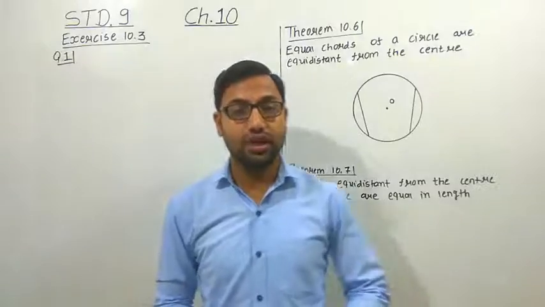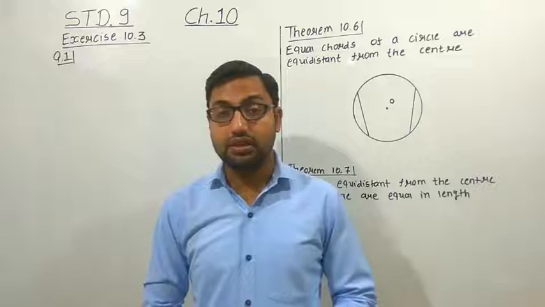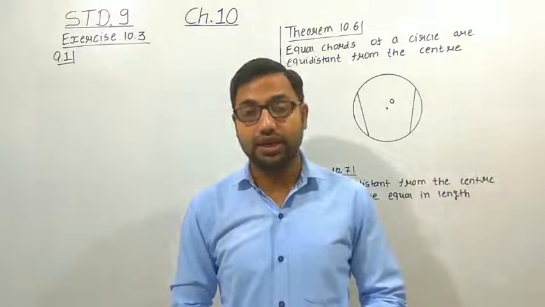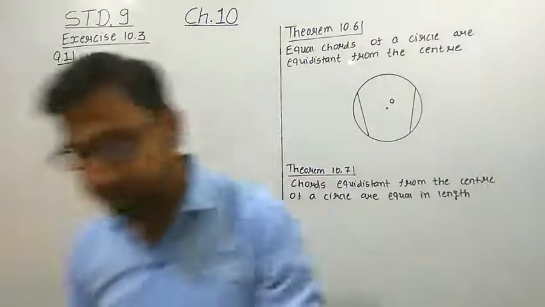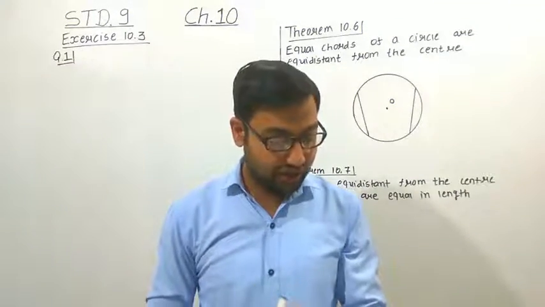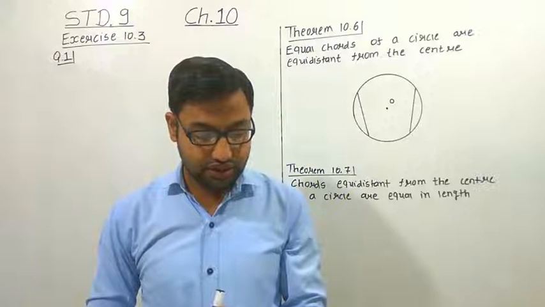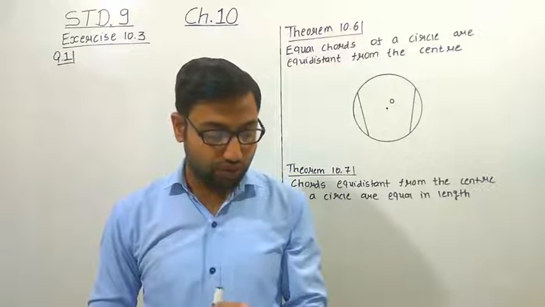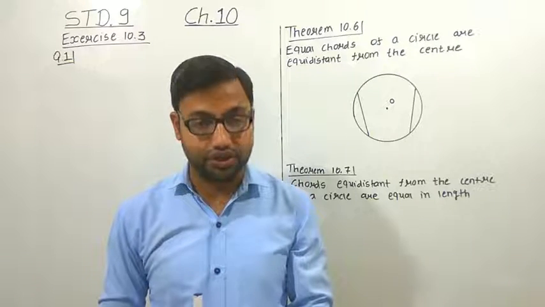Hello students, today we will study question number 1 of exercise 10.3. This is the topic of standard 9, chapter number 10, circles. So what is the question? Question is: draw different pairs of circles. How many points does each pair have in common? What is the maximum number of common points?